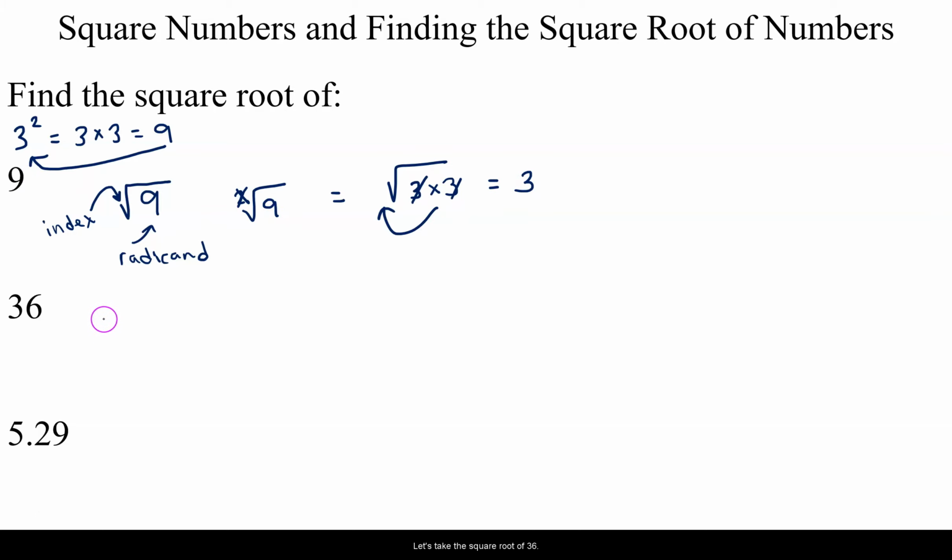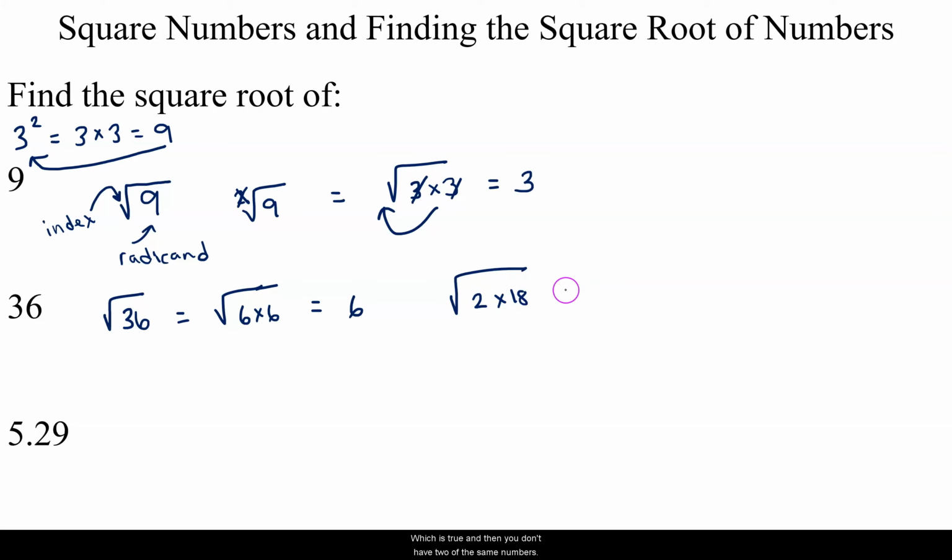Let's take the square root of 36. I know that 36 is 6 times 6. So we're going to take out numbers 2 at a time. So the square root of 36 is 6. Now you might have looked at this and said, well, 36 could also be 2 times 18, which is true. And then you don't have two of the same numbers.